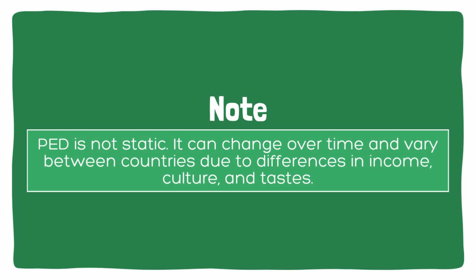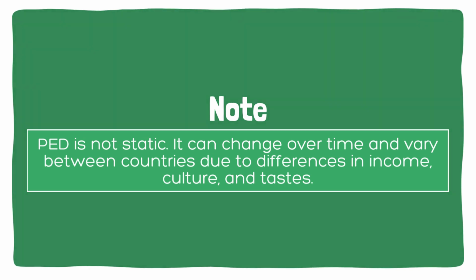For instance, demand for rice in Bangladesh is more inelastic than in the United States, where people have more alternative foods. Similarly, in India, where cricket is extremely popular, demand for cricket match tickets is more inelastic than in countries where the sport is less followed.